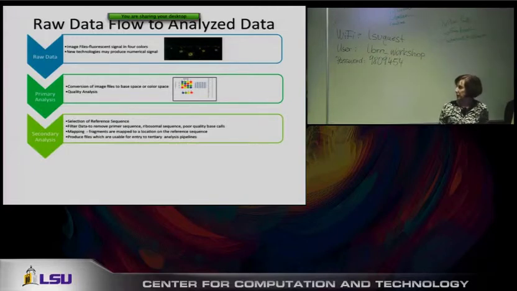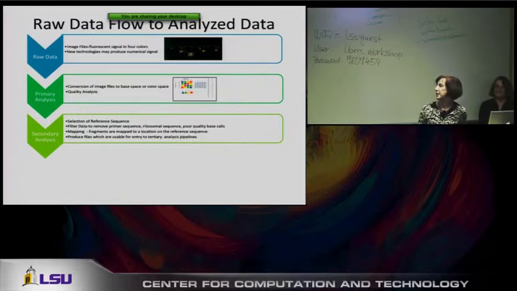We take the files off instrument to a cluster or to a compute cloud where we do secondary analysis. At this point, we're going to select our reference sequence. We're going to filter our data. We want to remove primer sequences, ribosomal sequences in our case, and poor quality base calls. Then we want to map our sequences to a reference sequence so we can determine the locations that our sequence maps to. And we want to produce files which are usable for entry to tertiary analysis pipelines.